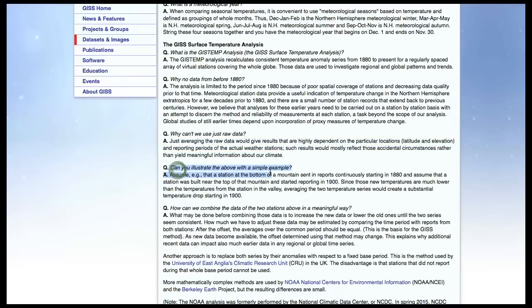Can you illustrate the above with a simple example? Assume that a station at the bottom of a mountain sent in reports continuously starting in 1880, and assume that a station was built near the top of that mountain and started reporting in 1900. Since those new temperatures are much lower than the temperature from the station in the valley, averaging the two temperature series would create a substantial temperature drop starting in 1900.